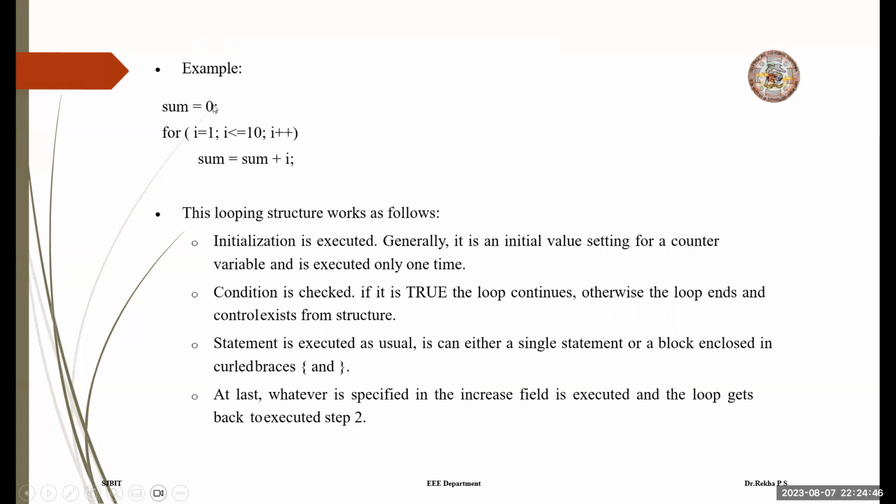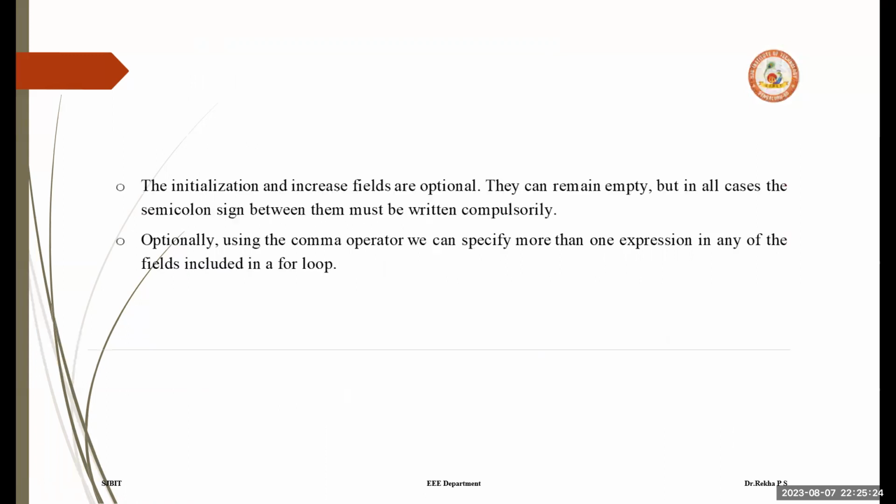This looping structure works as follows. First, initialization is executed. Generally, it is an initial value setting for a counter variable and is executed only one time. Condition is checked. If it is true, the loop continues. Otherwise, the loop ends and control exits from the structure. Statement is executed as usual. It can either be a single statement or a block enclosed in curly braces. At last, whatever is specified in the increase field is executed, and the loop gets back to step 2.